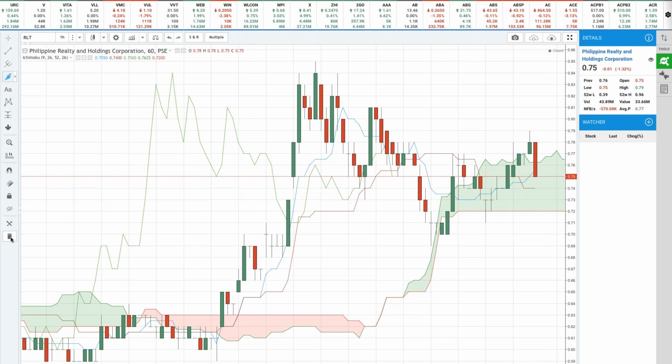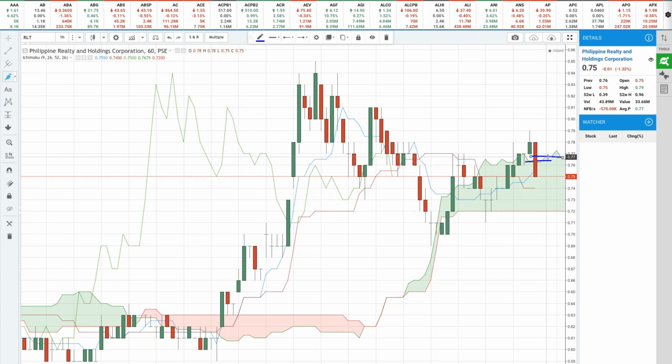So knowing this, what would be your entry level? Your entry level would be once price breaks above the Kumo. There's no entry here because price is inside the Kumo. You have to wait again above 77 to enter RLT. This is our buy point. Buy point is above the Kumo at 77.